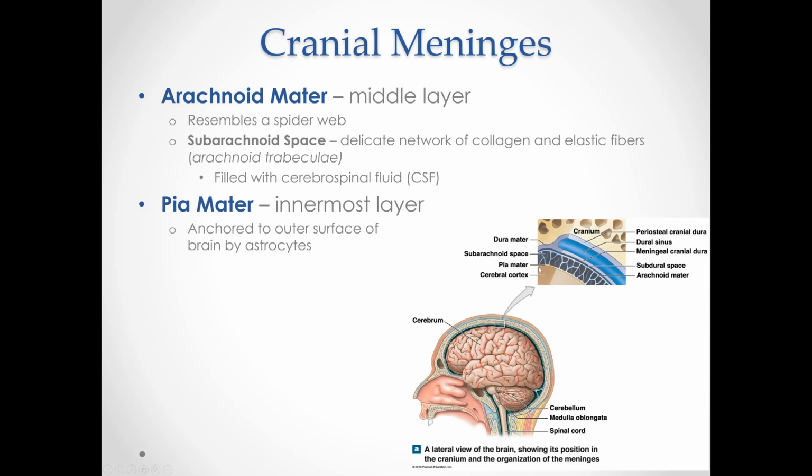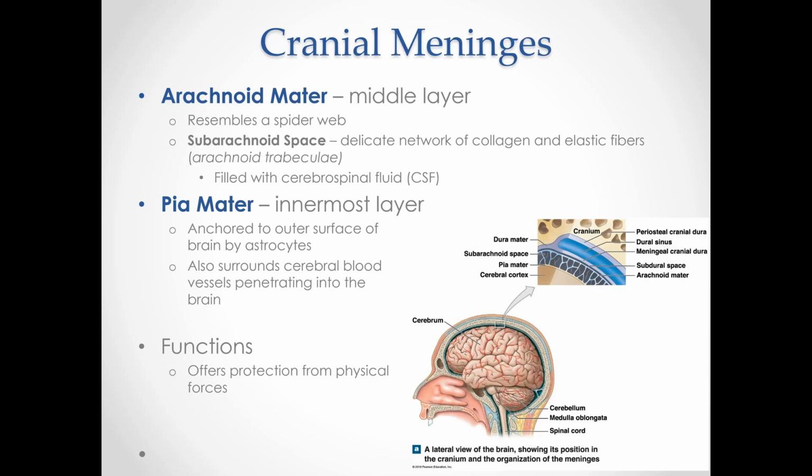And then the pia mater is the innermost layer. So this is the thinnest and most delicate of all of the layers. And this one is actually anchored to the outer surface of the brain by astrocytes. The pia mater can also surround cerebral blood vessels that go down and penetrate into the brain. And again, remember that the pia mater is anchored to the astrocytes, and the astrocytes are wrapping around these blood vessels to create the blood-brain barrier that we discussed when we talked about the different types of neuroglia in chapter 12.